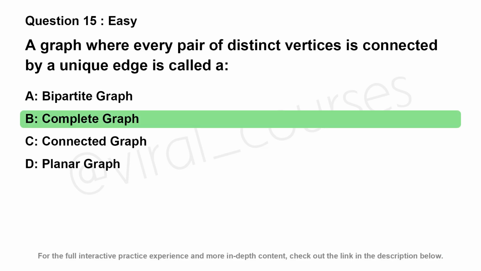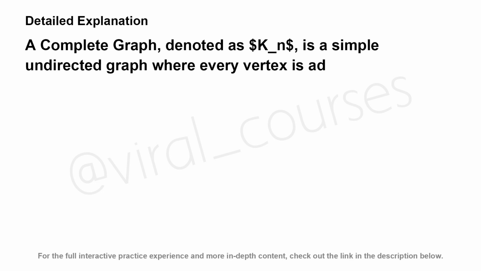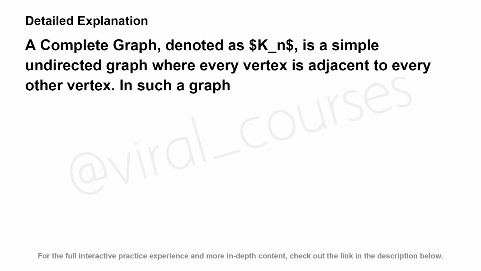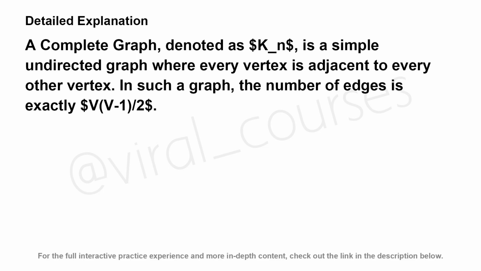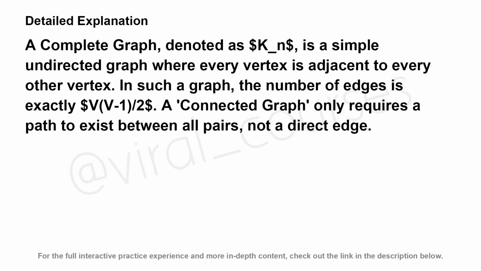The correct answer is B. A complete graph, denoted as K_n, is a simple undirected graph where every vertex is adjacent to every other vertex. In such a graph, the number of edges is exactly v(v-1)/2. A connected graph only requires a path to exist between all pairs, not a direct edge.